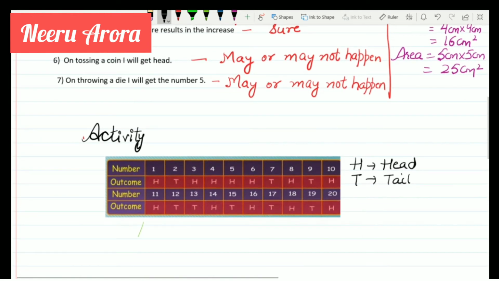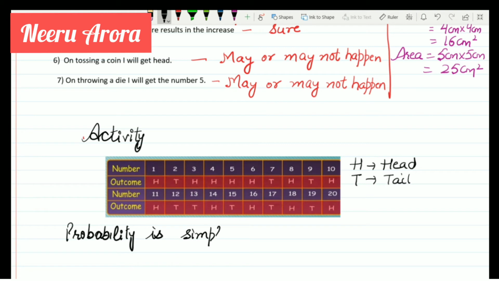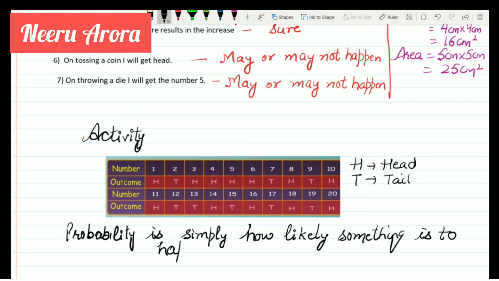So we can say that probability is simply how likely something is to happen.